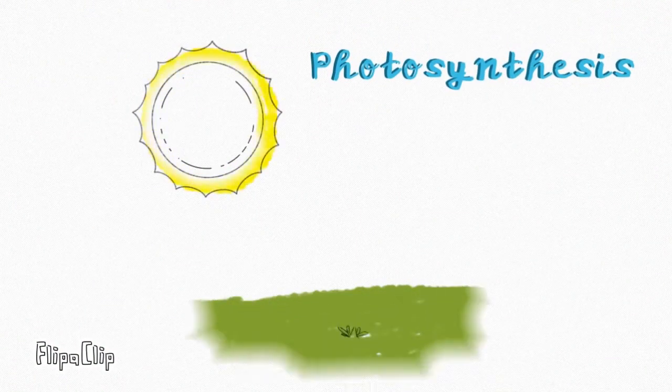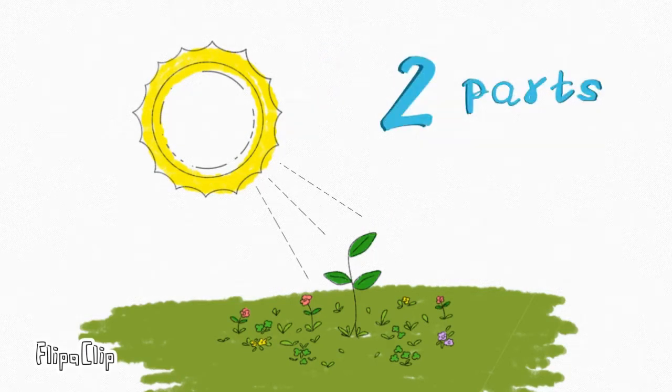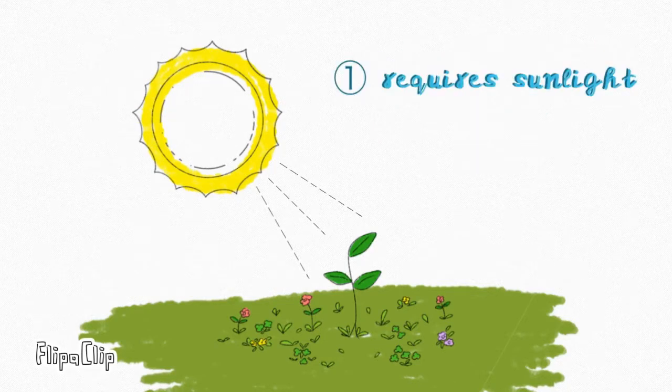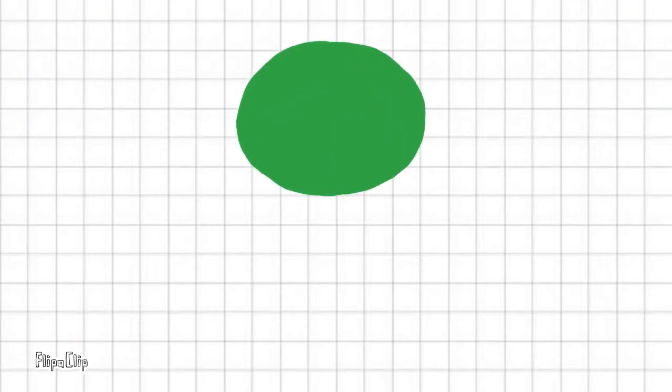As we all know, photosynthesis is the process in which green plants use sunlight to make their own food. And this process consists of two parts. The first one requires sunlight, and the second does not. Starting off from light-dependent reaction.